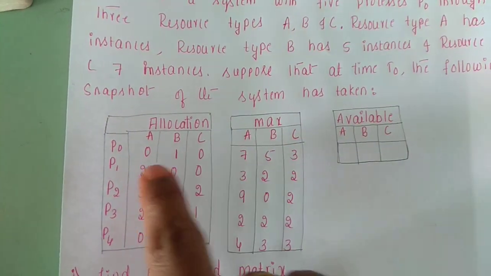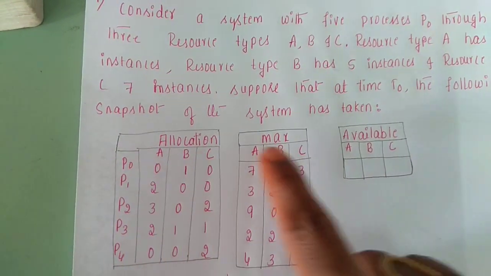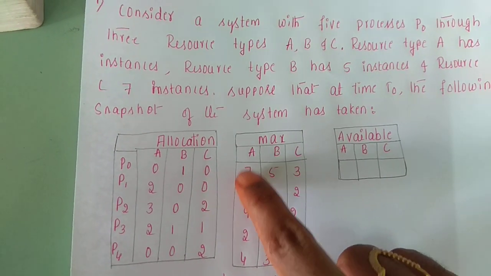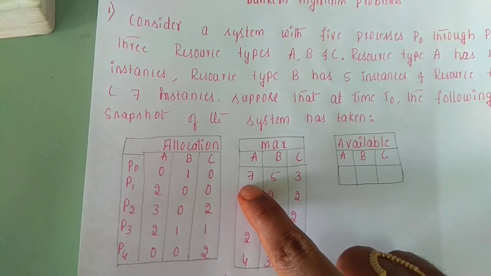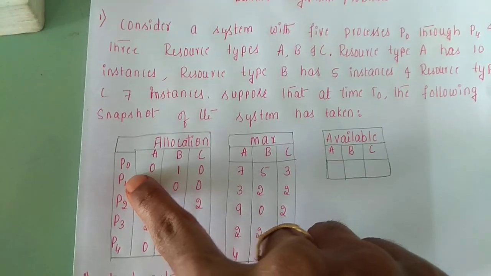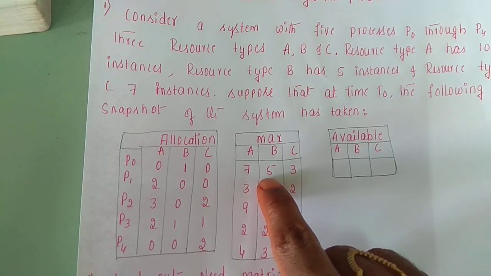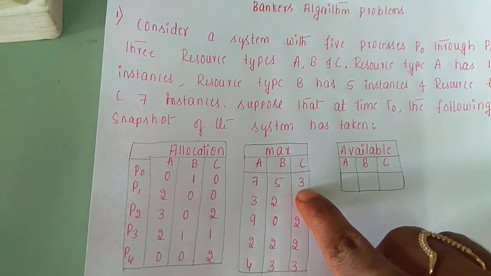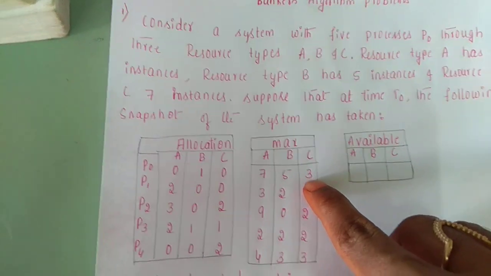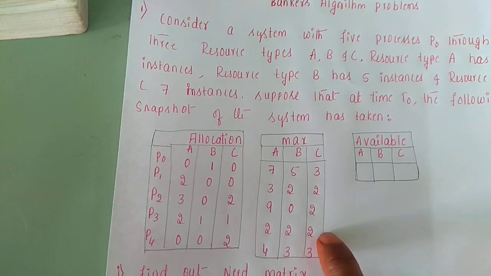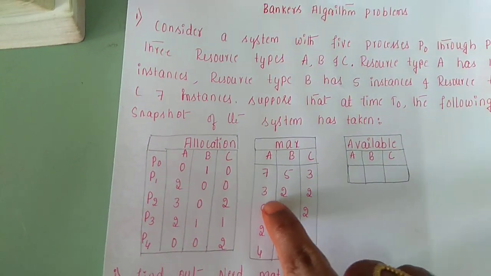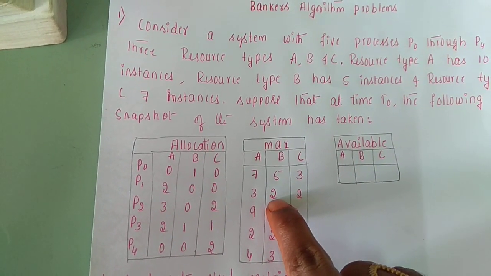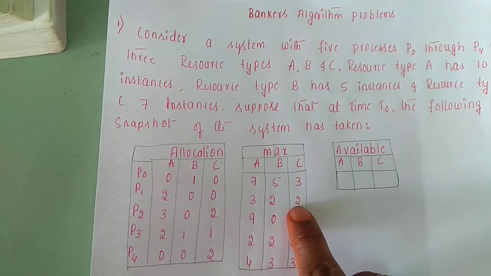Max means, suppose you have a process P0, the max is going to tell that process P0 requires resource type A in 7 numbers or 7 times. Process P0 requires resource B 5 times. Process P0 requires resource type C 3 times. In the same way process P1, P2, P3, P4. P1 requires a maximum of 3 copies of resource type A, 2 copies of resource type B, 2 copies of resource type C.